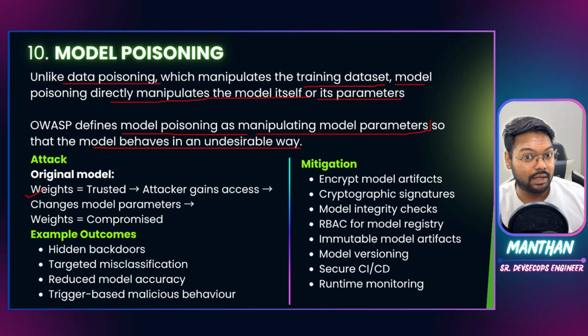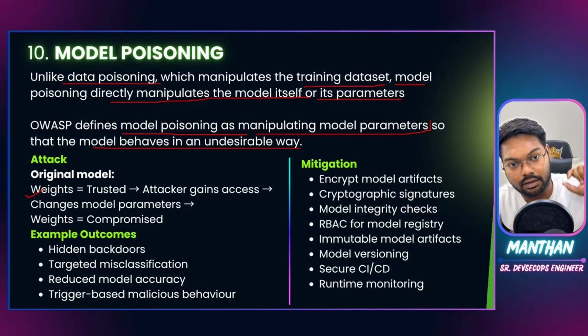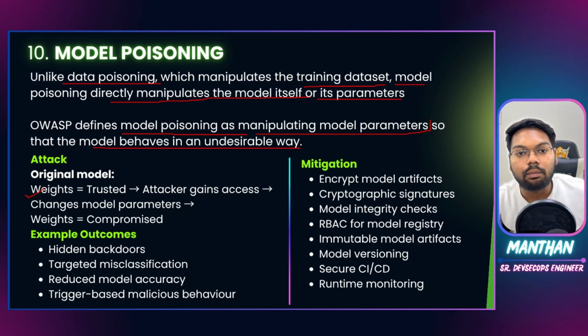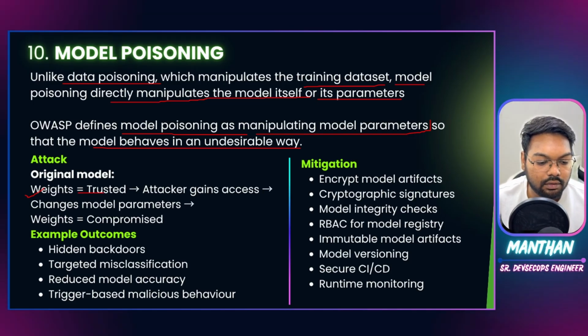Now if that weight is correctly associated, then it's fine. But if someone changes the weights to associate that with another country, and now you search for terrorists, then it is giving you a country which is not even dealing with terrorism. So that's what model poisoning is: manipulating the parameters, or the correlation between them, which are also called weights. Weights are trusted at first, then the attacker gains access to your model and changes the model parameters, the weights get compromised, and as a result you get incorrect information.